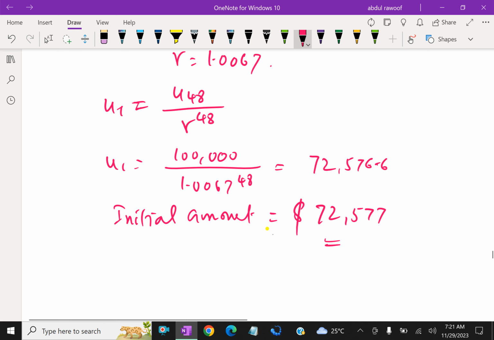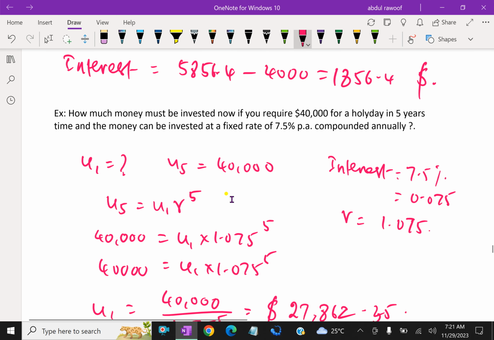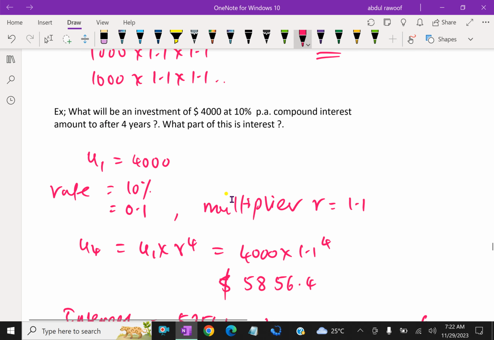So far we discussed compound interest in geometric sequences, and we have done some problems regarding that.